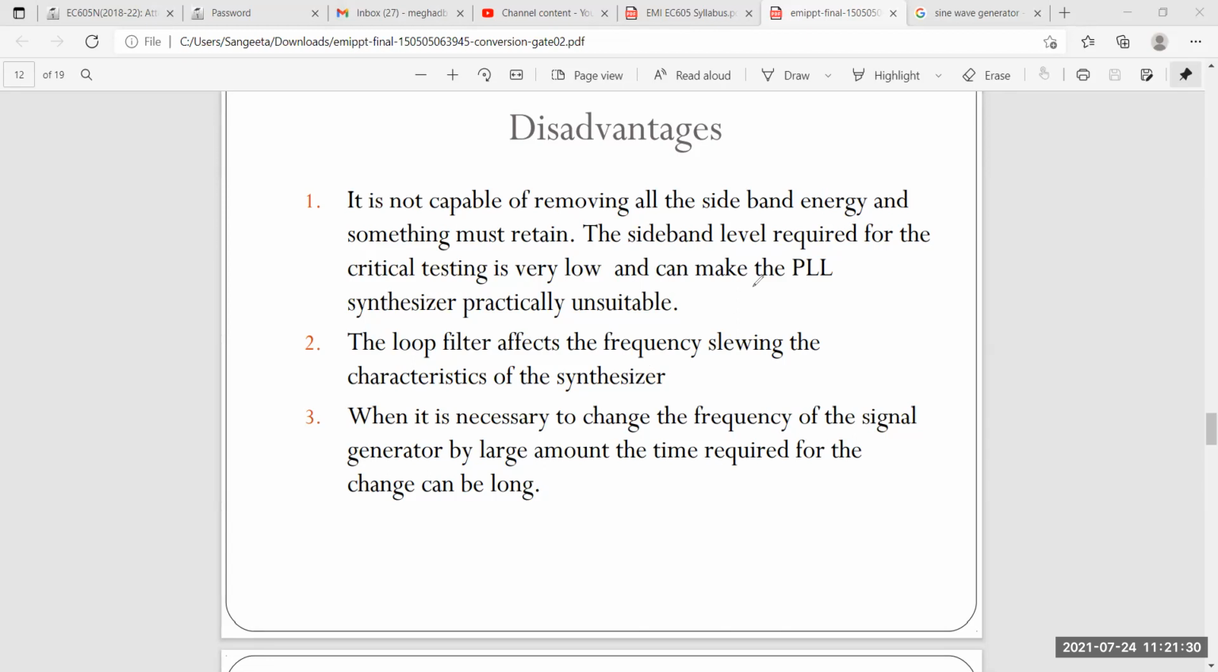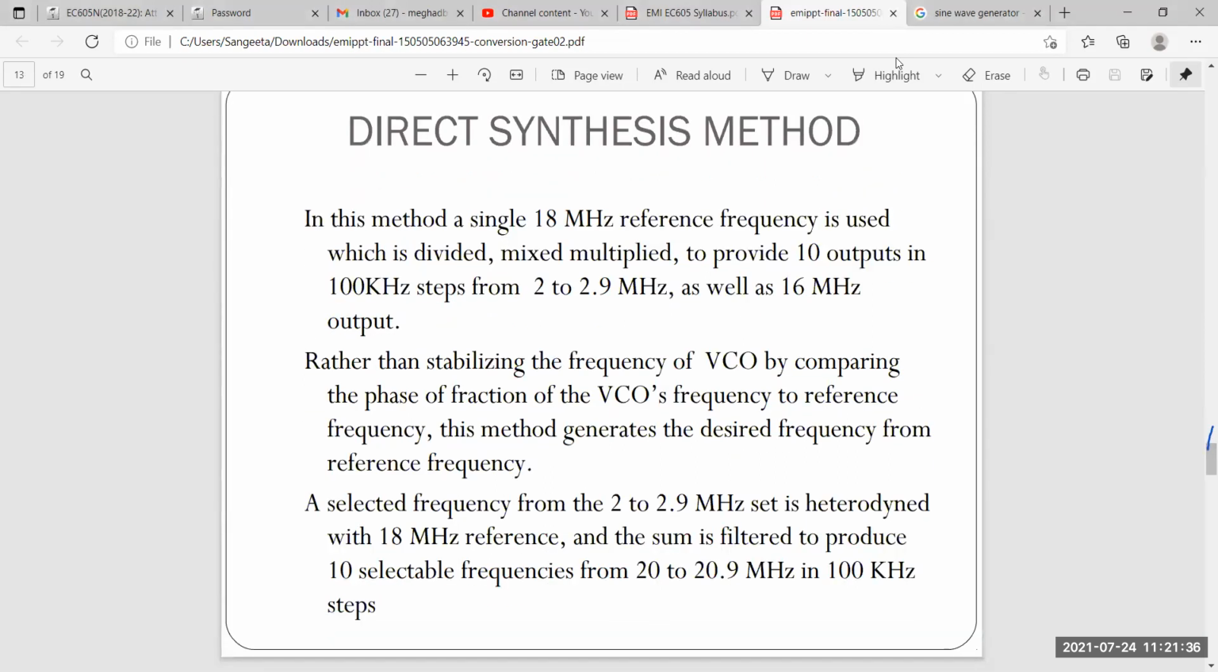So in my next class, I will start with the direct method of this particular topic, frequency synthesis, the direct synthesis method, which I have not started today. In my next class, maybe on Monday, I will start with the direct synthesis method.